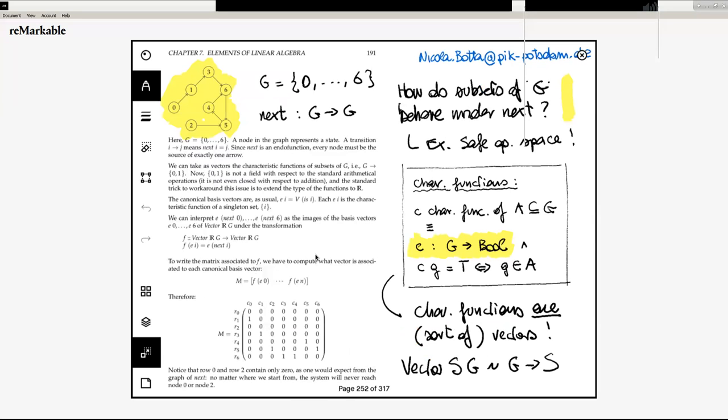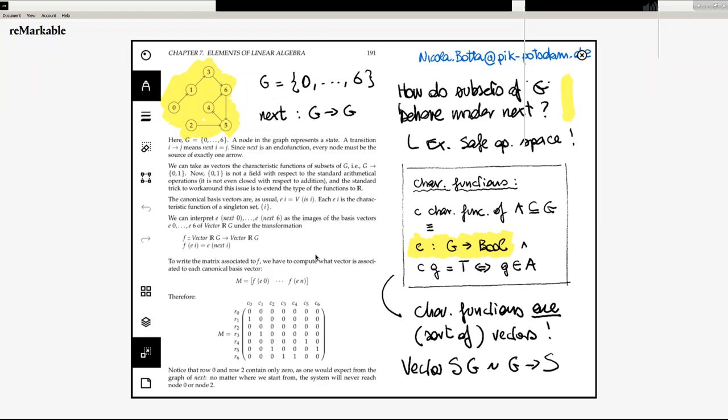So what are dynamical systems? Well, simply said, they are graphs which are defined on a finite set of nodes, at least in this approximation. We are looking at finite dynamical systems now.